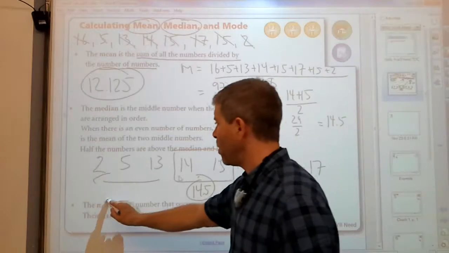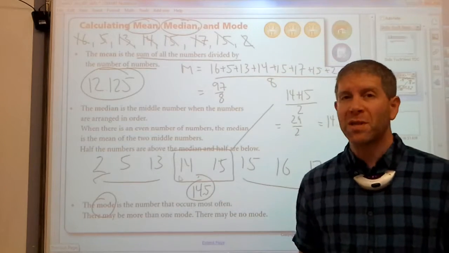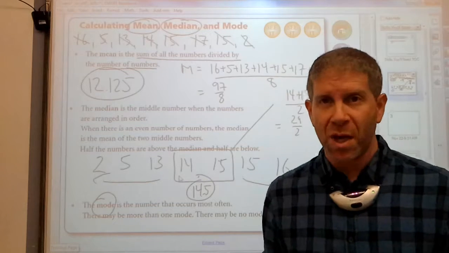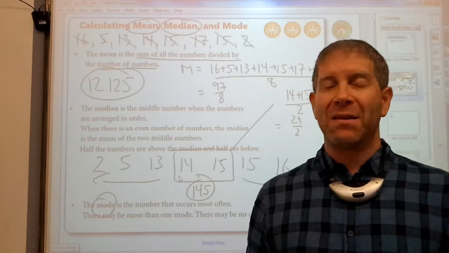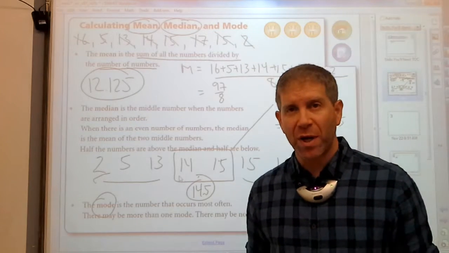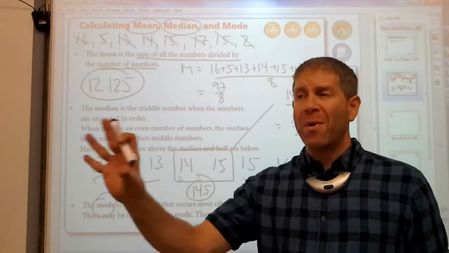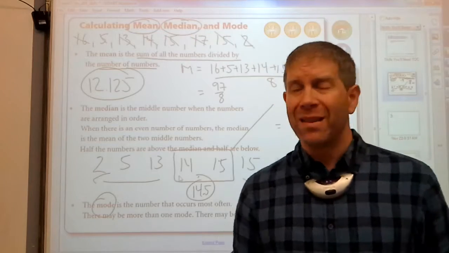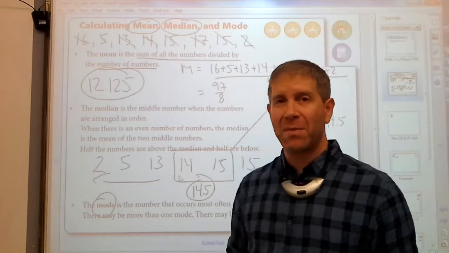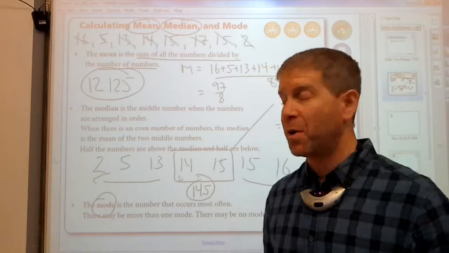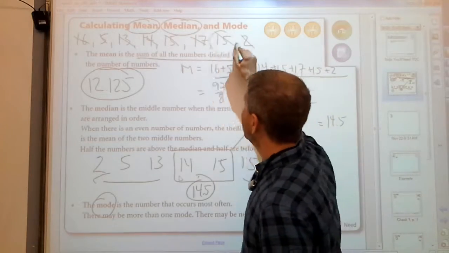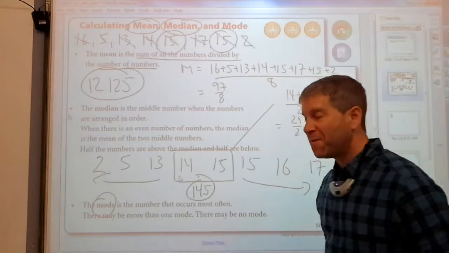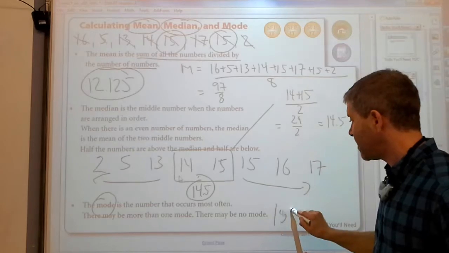And the mode. The mode is the easiest one. The mode is simply which number shows up the most. The mode is often used in the fashion or store industry where you would want to know how many of a certain type of clothing is sold the most so you know what to reorder. They don't really care about the mean and the median, but just what is selling the most. In this case, what number turns up the most? 15. So the mode is going to be 15.